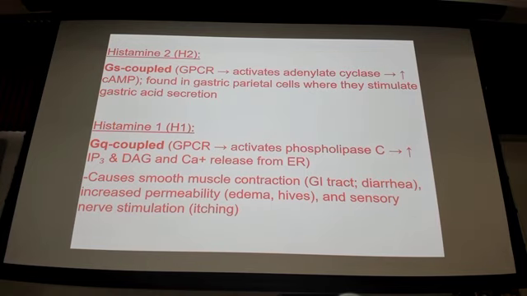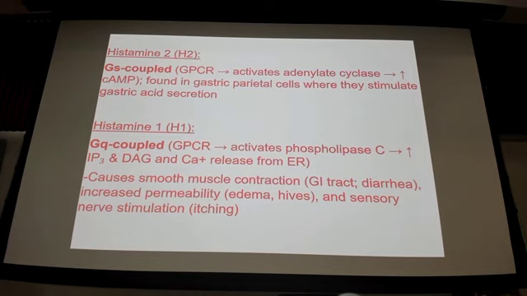Now, histamine 1 receptors are G sub Q coupled, and these receptors are essentially pro-inflammatory. So what they're going to be doing is causing sensory nerve stimulation that's going to cause us to itch. In the GI tract, they're going to cause muscle contractility, which can lead to diarrhea.